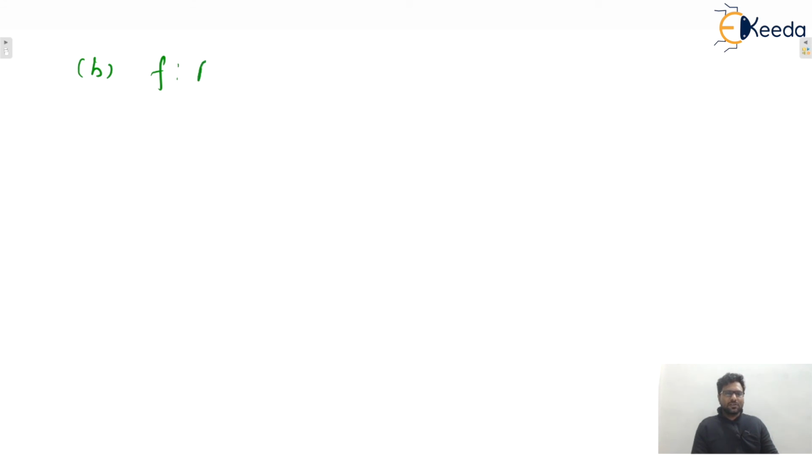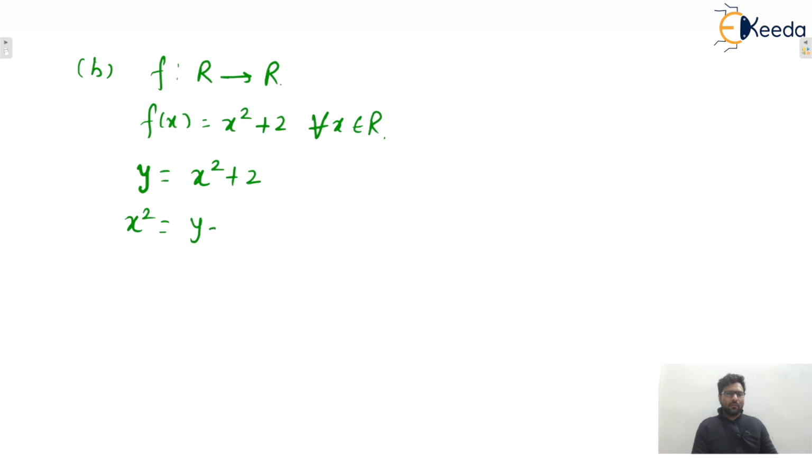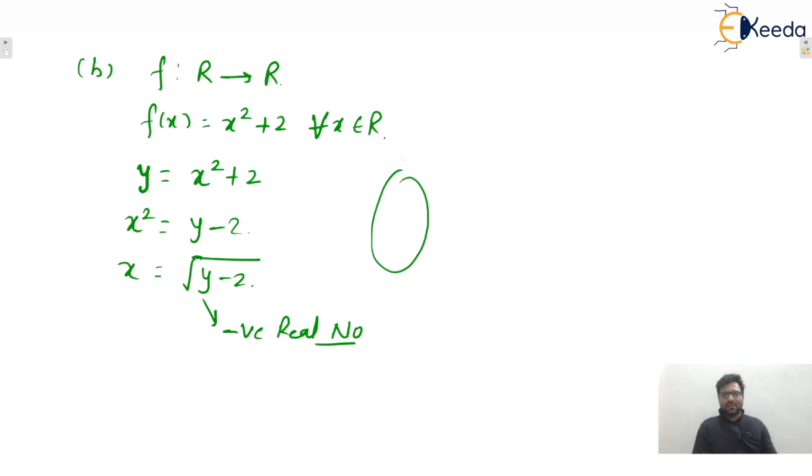Let's say one function is defined from set of real numbers to set of real numbers, and f of x is x square plus 2 for every x belongs to set of real numbers. Now here we will assume that y equals x square plus 2. So x square will be y minus 2 and x equals square root of y minus 2. Now for negative real numbers, let's say y is any negative real number.